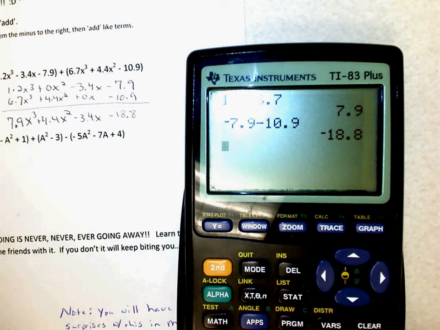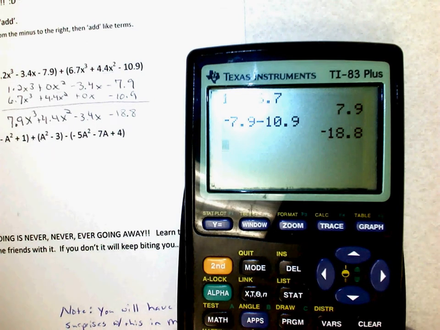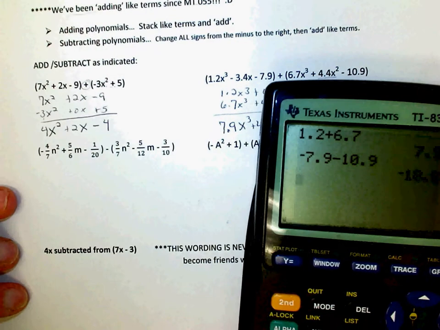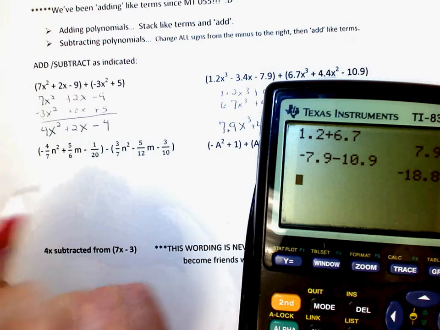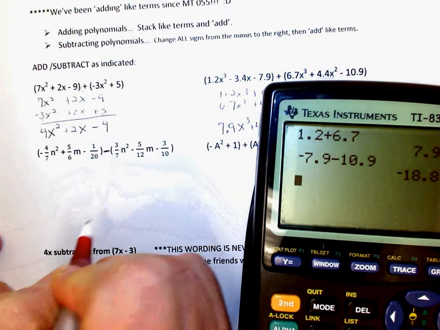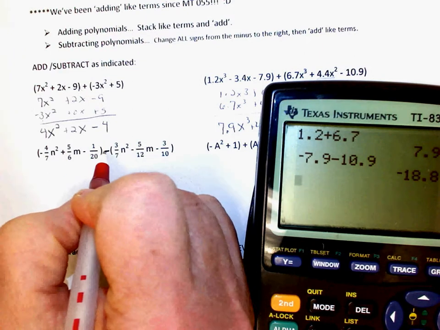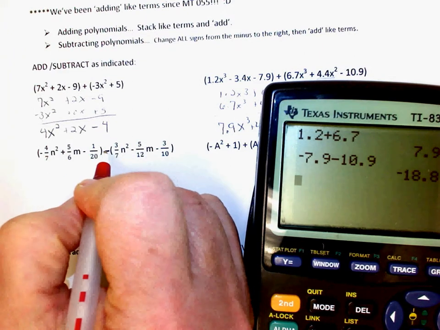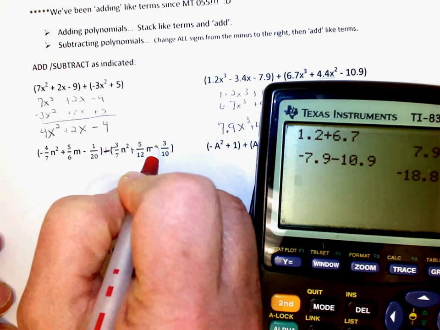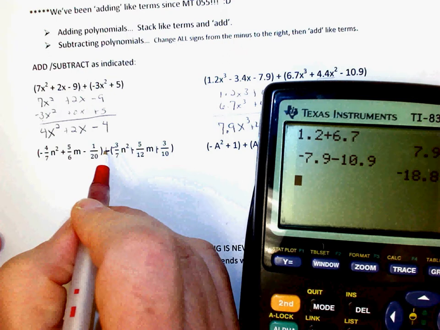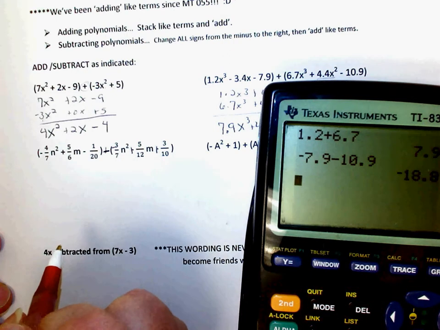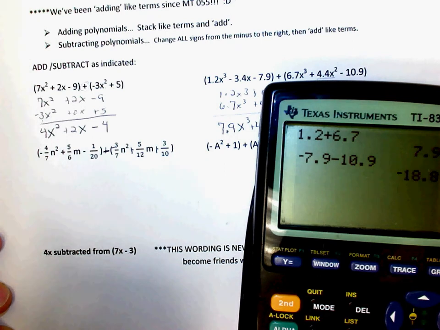If you have questions, just ask. Now with this problem, it looks really horrendous. But first, let's deal with this. This is subtract. So, remember, I said change all of my signs. So chop, chop, chop, chop. So this became plus, this became minus, plus, plus. Remember, change your signs first.